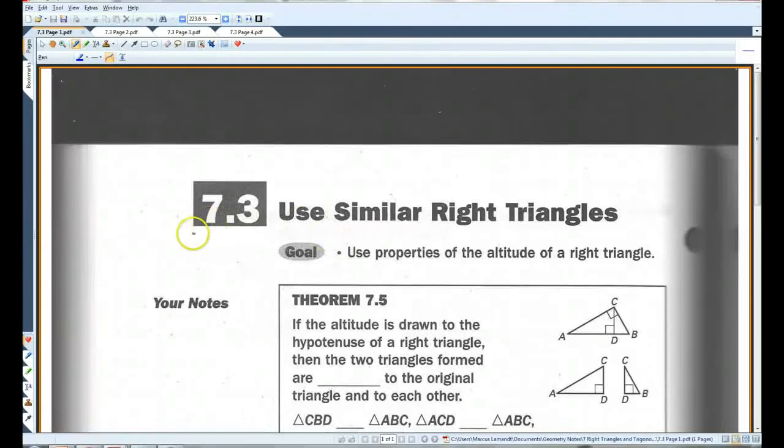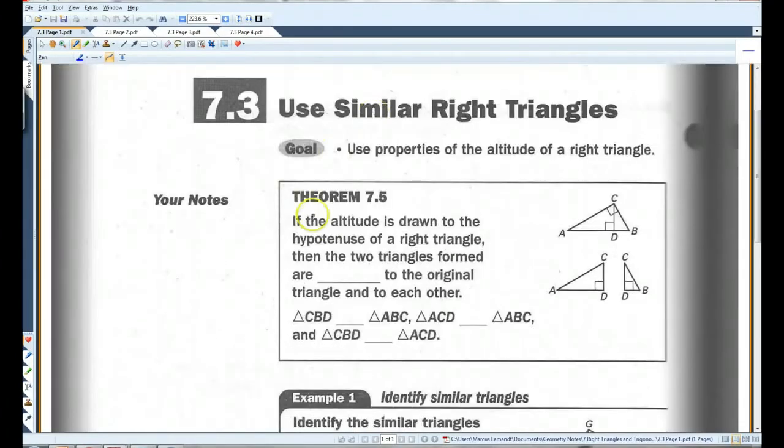Alright, if you guys could please turn to the page in your notes that looks like this. 7.3, use similar right triangles. Okay. If the altitude is drawn to the hypotenuse of a right triangle, as shown here, then the two triangles formed are similar to the original triangle and to each other.